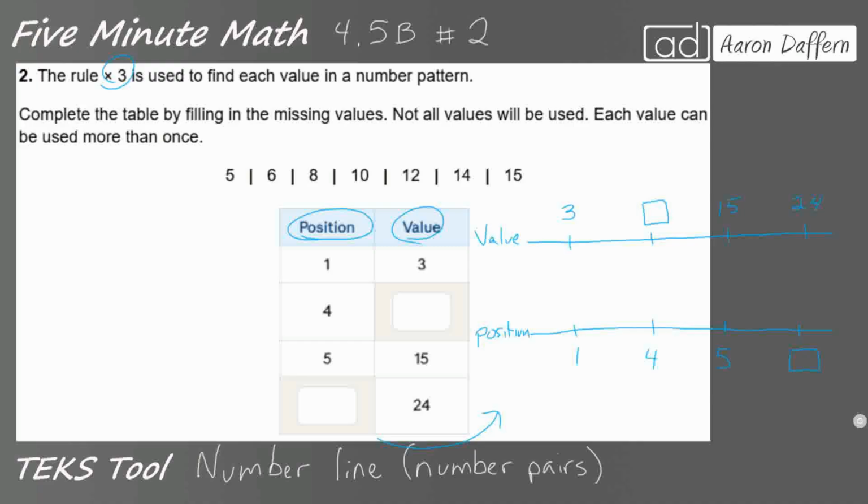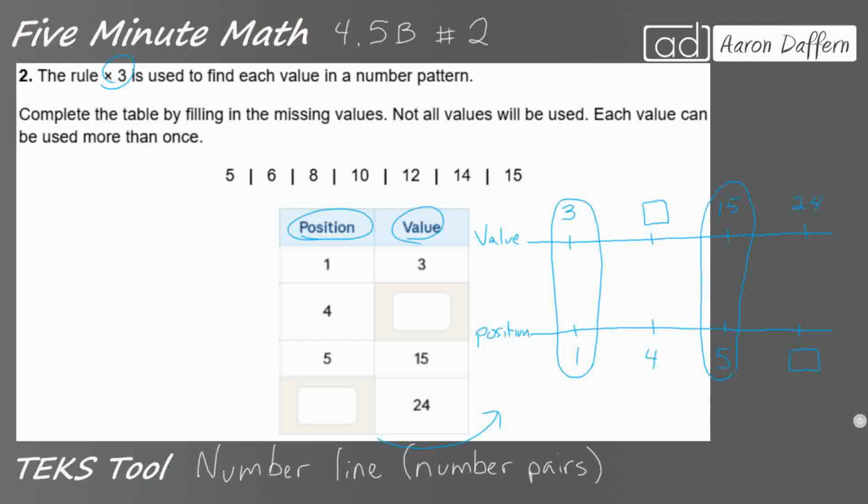Now, if you already know how to do something like this, you might not need to draw all of it, but let me show you a surefire way that's going to help you regardless of whether this is the first time or the 100th time you've done something like this. What you're looking for is two number pairs that are complete, and they don't have to be next to each other. I've got the 1 and the 3, and I've got the 5 and the 15.